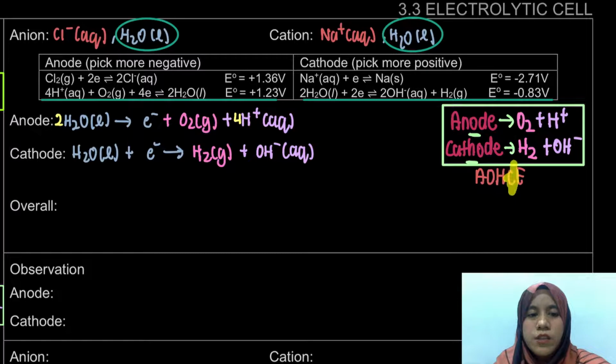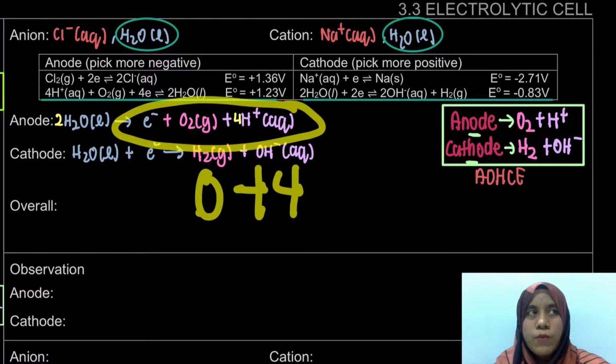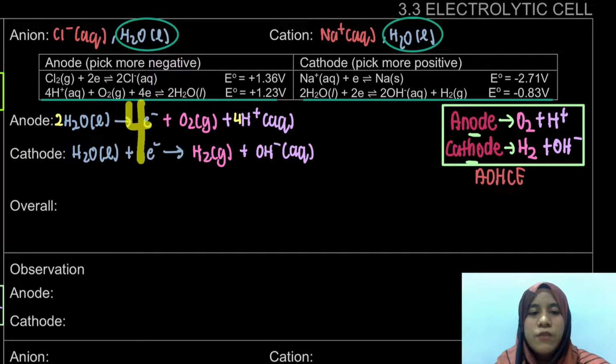Next, check the charge. Here it is 0, and here it is positive 4. We want it to be 0, so we must add 4 electrons. Later we'll get 0 on both sides. Now we get 0 on both reactant and product.